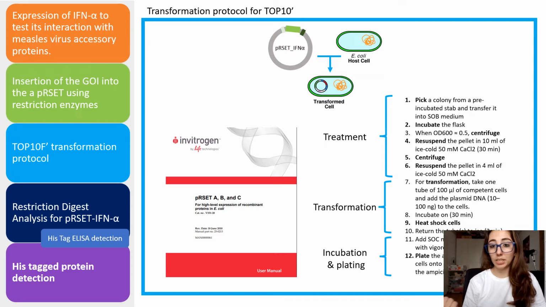The first one is a treatment mainly with ice-cold calcium chloride for cells that are about to be transformed. Afterwards, the transformation is done by heat shocking the cells, and finally an incubation and the plating take place. In the plating, the ampicillin resistance is taken into account, so ampicillin is added to the medium, and in that way we make sure we only select those containing the plasmid.